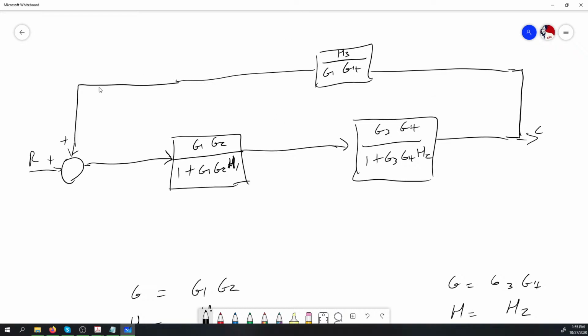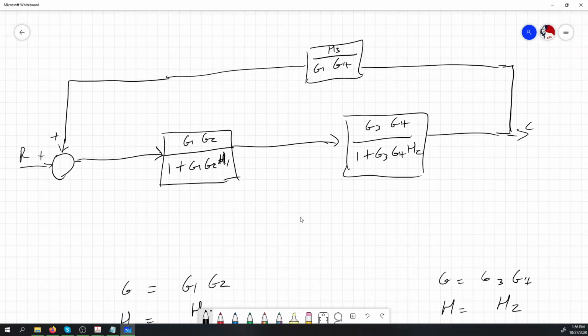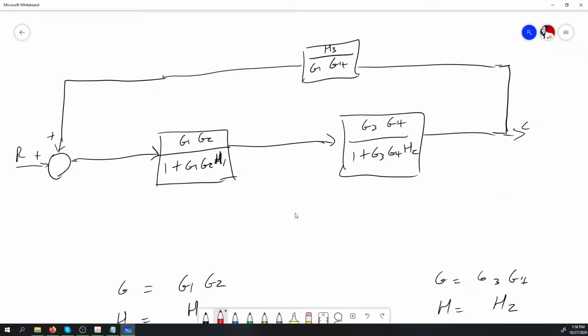And because we have this now, we have a positive feedback system. For the positive feedback system, we know that the equation is going to be G all over 1 minus GH, positive feedback, where the G here represents the blocks on the feed forward path, and the H represents the block on the feedback path in particular.